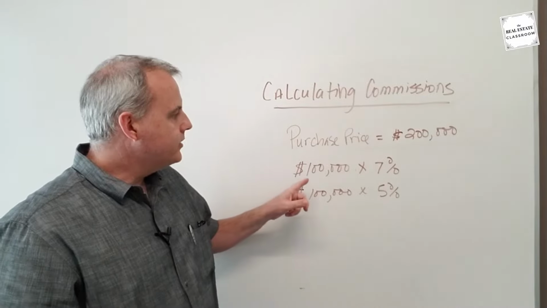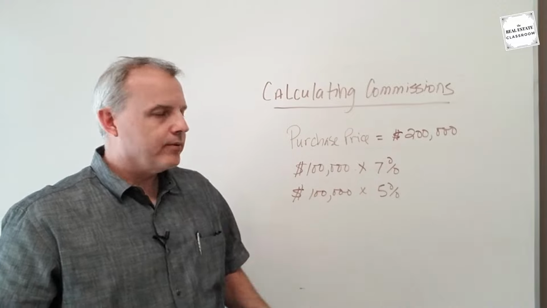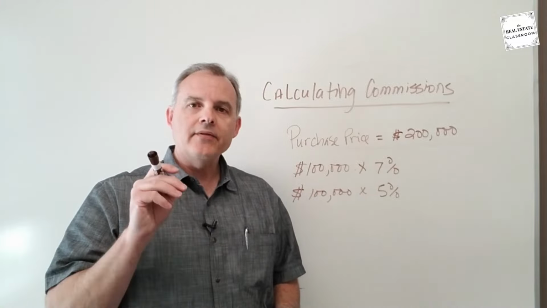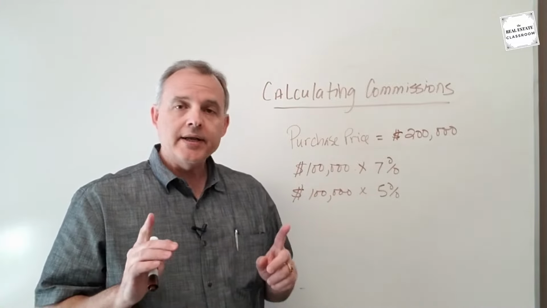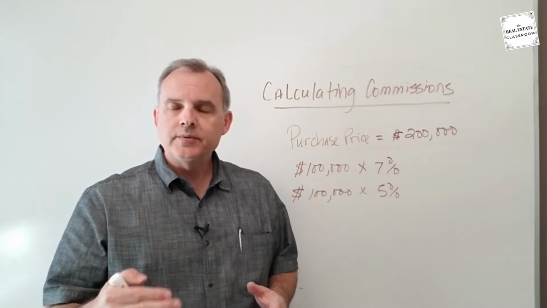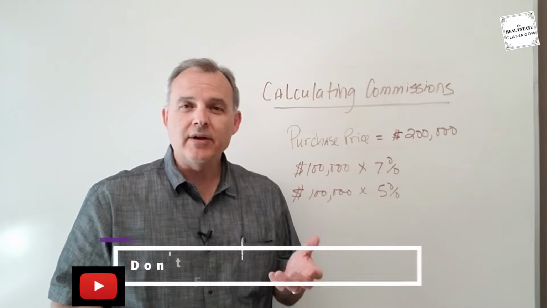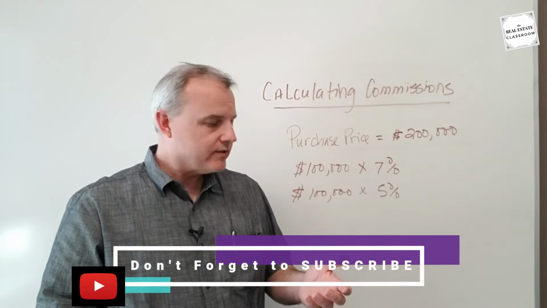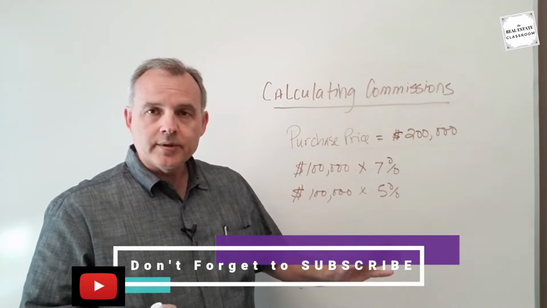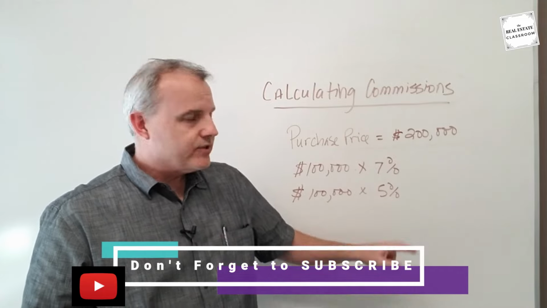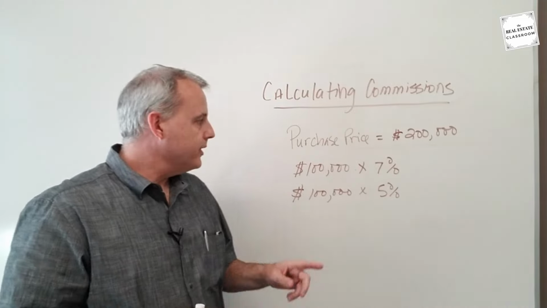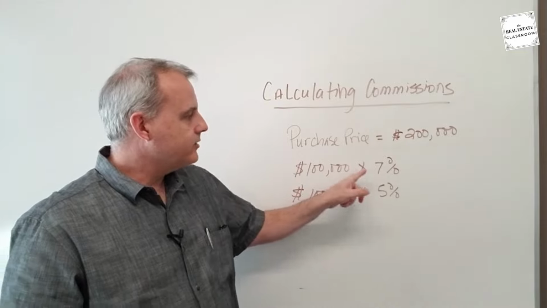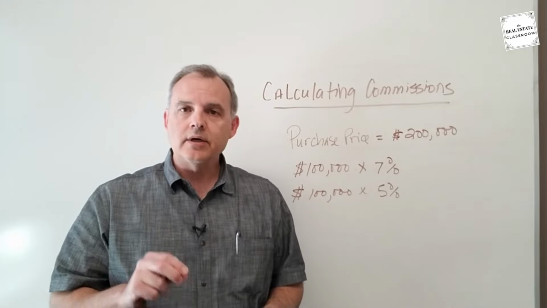Well, what we're going to do is take 100,000 and multiply it by 7 and then hit the percent key. Now, I know in certain states you could only bring a very simple calculator into the testing facility for your real estate licensing exam, so your simple calculator will not have percent keys. So it's real simple: you take $100,000 and multiply it by decimal 0.07.